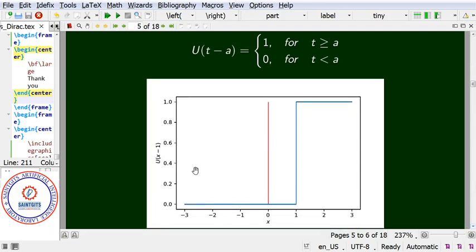Using this figure, I will show how this function is called a step function, because this blue graph gives the plot for u of t minus a with a equal to 1. If t is equal to 1 and beyond 1, it gives the value 1. And below this one, it gives 0. So it creates a single step of height 1, and so it is called a unit step function.